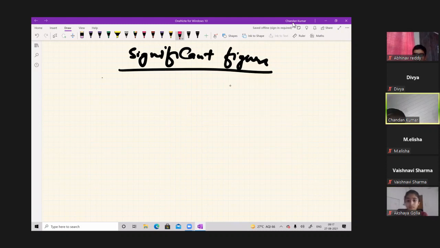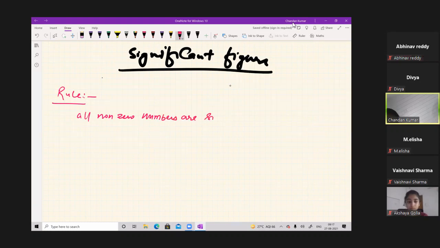Okay, so significant figures are basically the counting of digits in a number. Why it is calculated, we will see. There are rules, and rules are rules simply. Rule number one says all non-zero numbers are significant, wherever they are, doesn't matter.